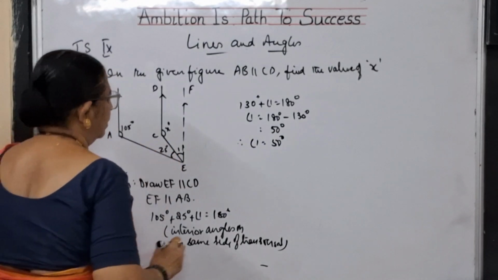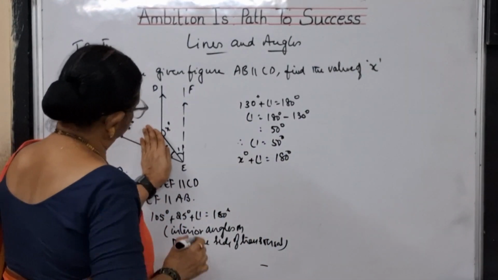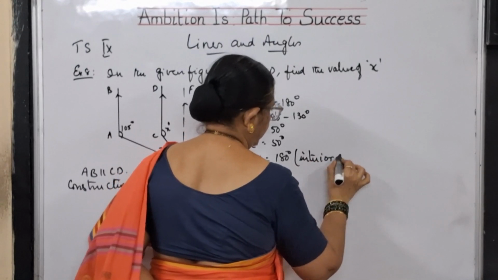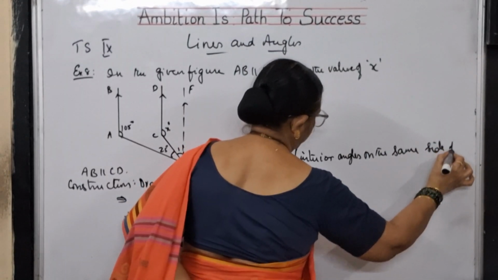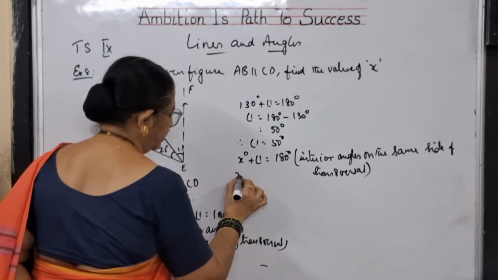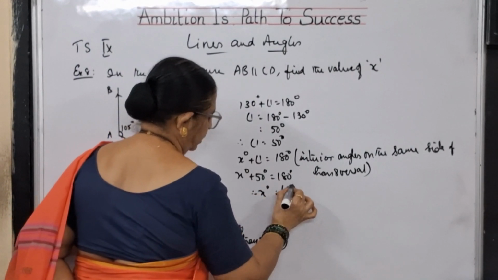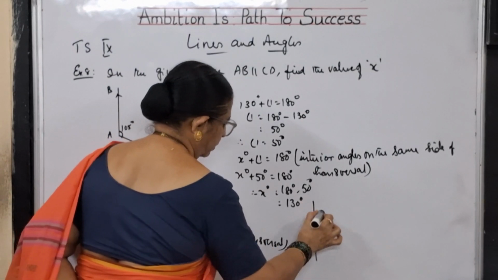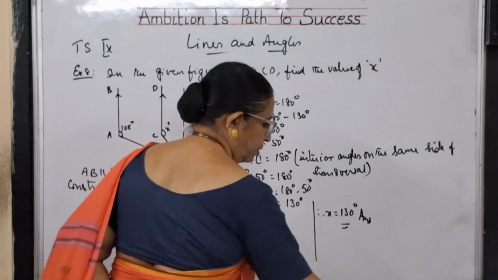This is angle 1, this is 50 degrees. We know that x degrees plus angle 1 is equal to 180 degrees. See, these two are parallel lines, this is a transversal. Interior angles on the same side of transversal, that is the same property. That means x degrees plus 50 degrees is equal to 180 degrees. Therefore, x degrees is 180 degrees minus 50 degrees, that means 130 degrees. So x is equal to 130 degrees, that is the answer, children, for this problem. Please copy it.